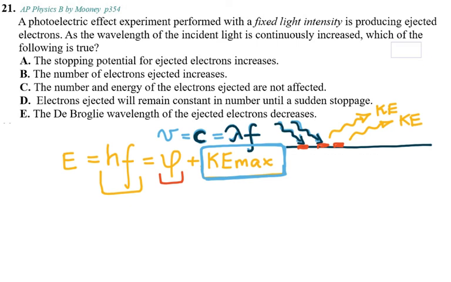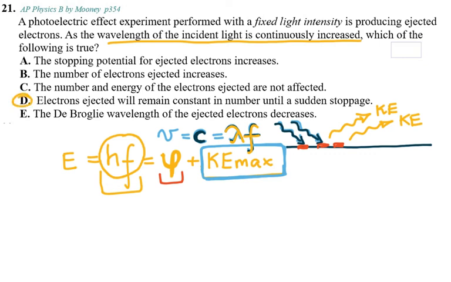What this part means is that, as you can see over here, they're saying the wavelength of the incident light is continuously increasing. So if the wavelength of the light is continually increasing, the frequency is continually decreasing. If the frequency is continually decreasing, then the energy of the photon can get to the point where it doesn't have enough energy to pull out the electron from the surface of the metal, and all of a sudden the electrons will not leave the metal, and there are going to be no electrons anymore. So this could be the answer.